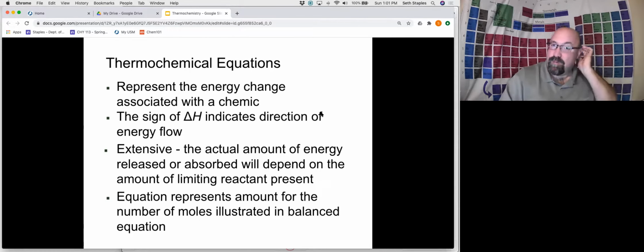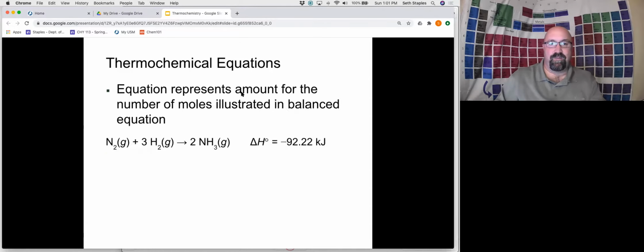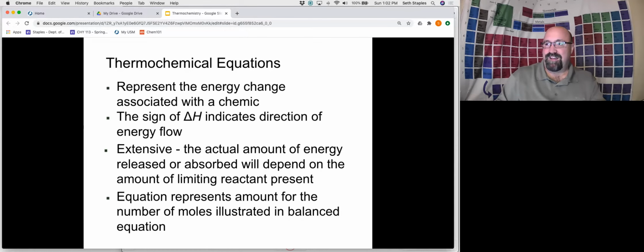And so when we're looking at thermochemical equations, they represent the energy change that's associated with, sorry, let me just fix my slide here.